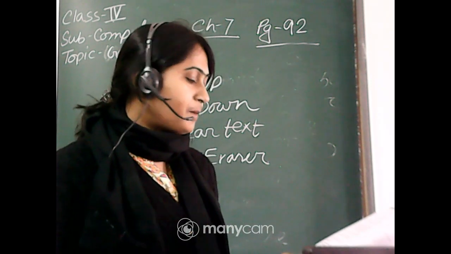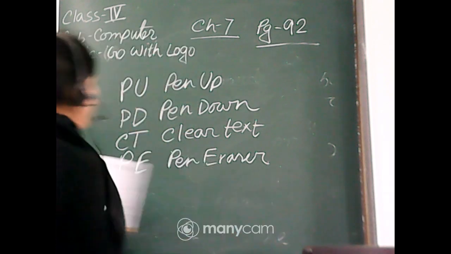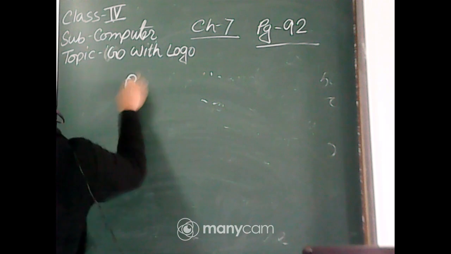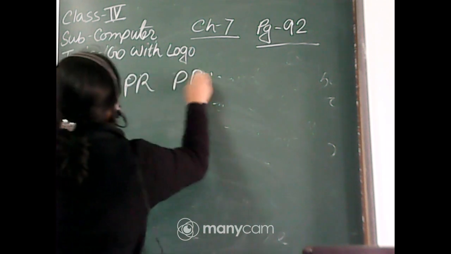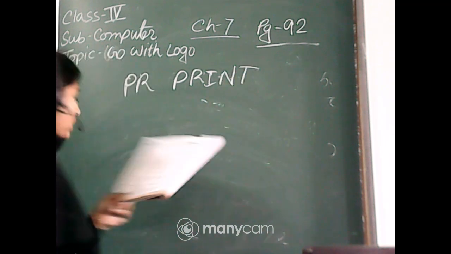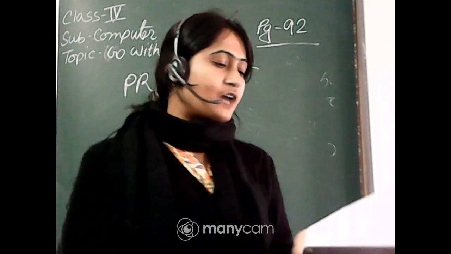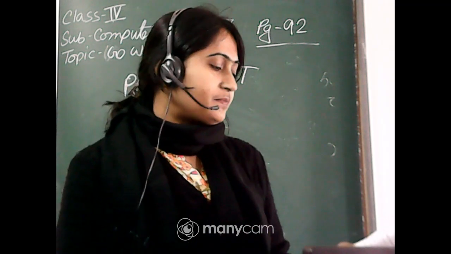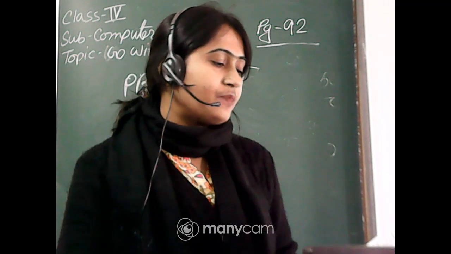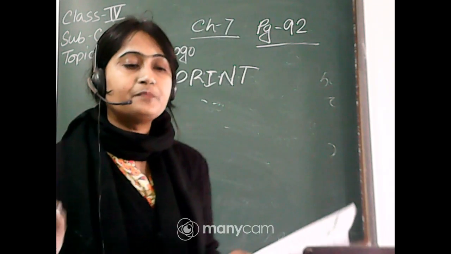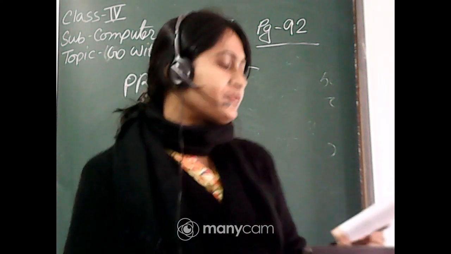The short form of print is PR, P-R-I-N-T. Syntax: how to write a print command. It can also be used to do calculations, and it can take only one input at a time. Print a number.